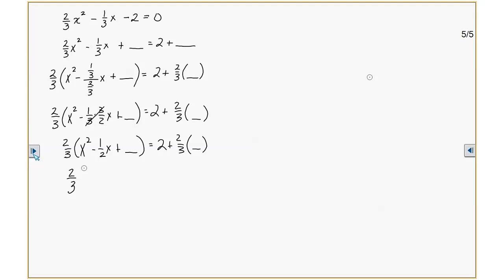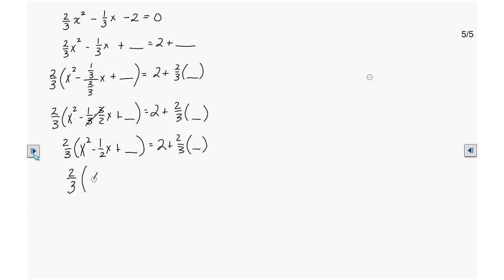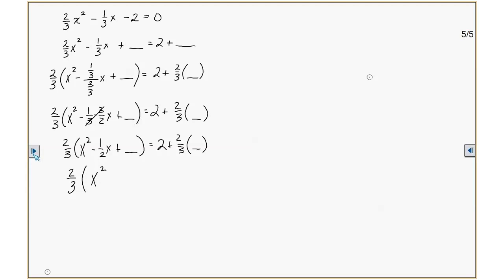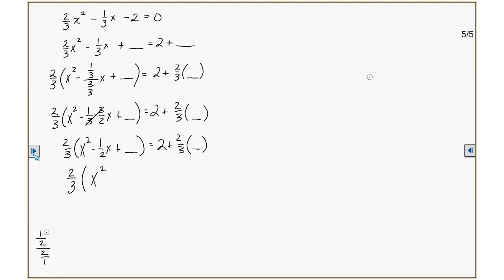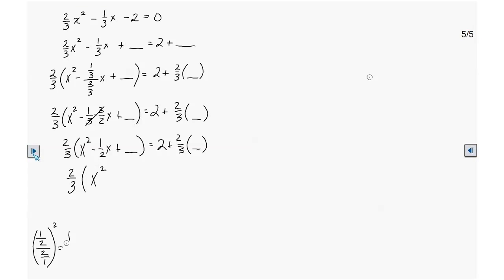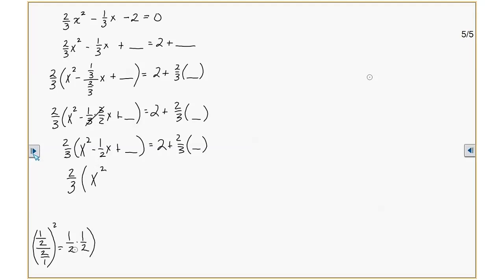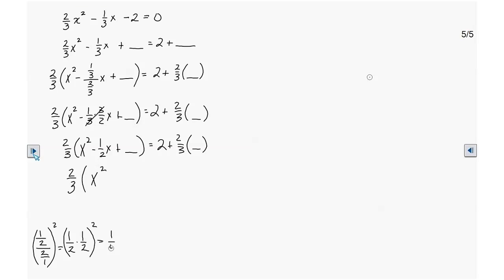2/3 times x squared. Well, we got to do our handy dandy. I'm going to go down here at the bottom, and I'm going to do 1/2 divided by 2/1 raised to the second power. 1/2 multiplied by 1/2 raised to the second power, which is equal to 1/4 raised to the second power, which is equal to what?